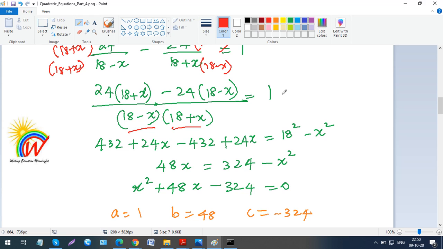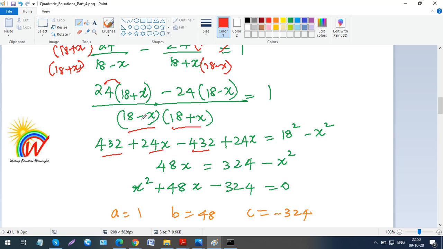Now you multiply this and check. 24 times 18 is 432, so I have done it directly and written it down. You can cross-check it if you want. 24 into x is 24x, minus 24 into 18 is 432, again minus into minus is plus 24x.